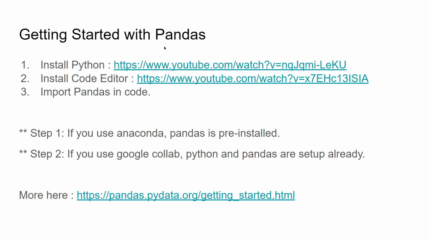Getting started with Pandas. First of all, you will need to have Python installed. However, if you use Anaconda for this installation, the Pandas library will be pre-installed. Second, you will need a code editor. In these tutorials, we are gonna use Google Colab. Third, you will need to import Pandas in code. You can find more about getting started with Pandas on the original site.